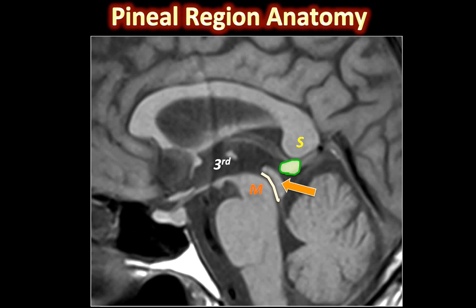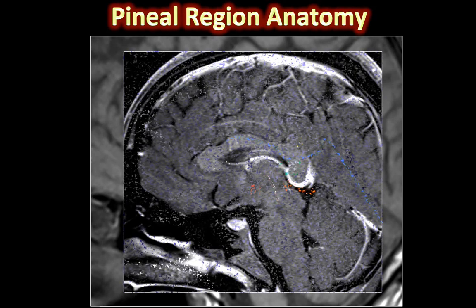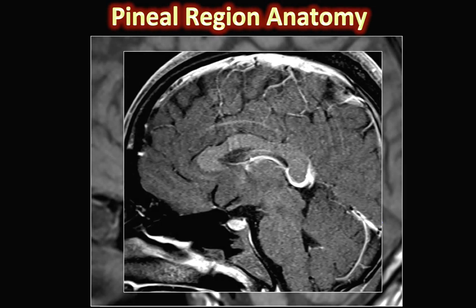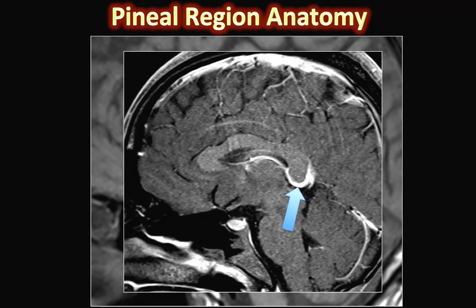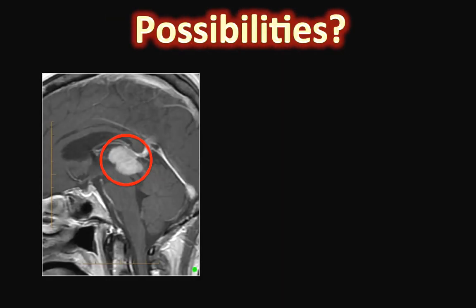Lying in between the splenium and the pineal gland is the internal cerebral vein that curves to continue as the vein of Galen before communicating with the inferior sagittal sinus and forming the straight sinus. To show this relationship better, let's look at an enhanced sagittal image on a normal patient. And these are your venous structures curving underneath the splenium. So knowing this bit of anatomy, what are the possibilities that could explain this abnormality?